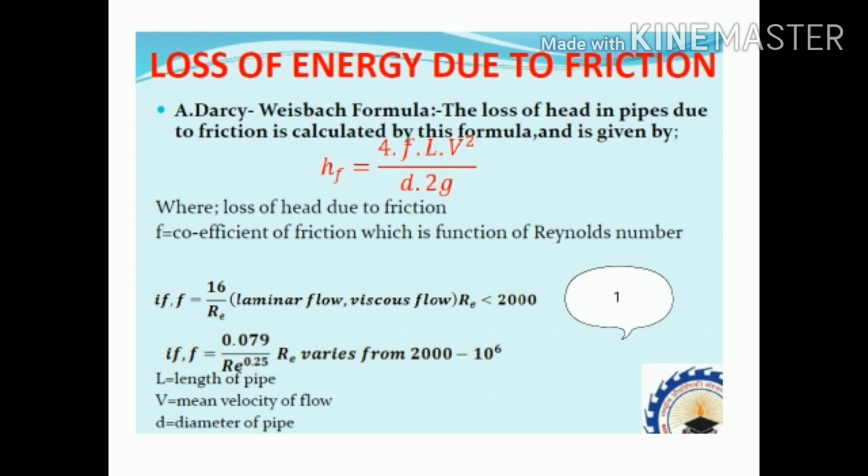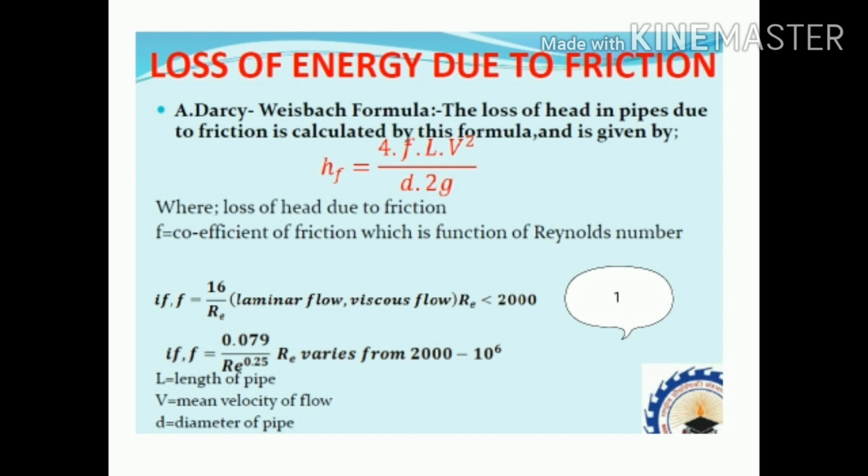Now, in the last slide, we have seen that the Darcy-Weisbach formula is used to calculate the loss of head, that is loss of energy due to friction, and the symbol used to denote that loss of head due to friction is HF, and the formula is 4FLV square upon 2GD.